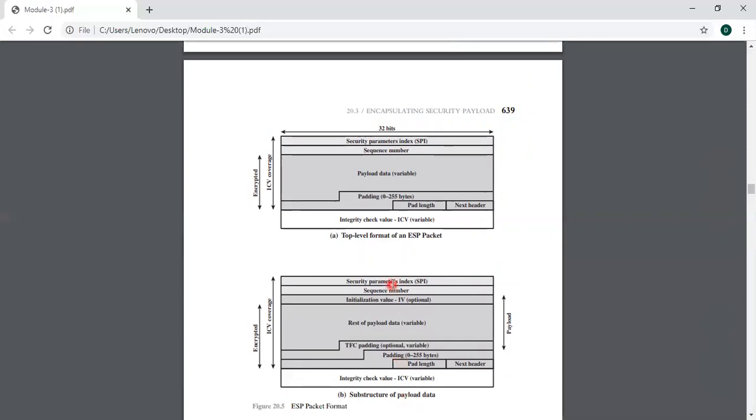substructure of payload data. In figure A you can see security parameter index, sequence number, payload data, padding. In figure B, it also has security parameter index and sequence number. Additionally, the initialization value is added, and also the rest of the payload data. One more extra row is added, that is TFC padding, and padding is there. Only two extra rows compared to the top level format of an ESP and the substructure of payload data: initialization value and TFC padding.